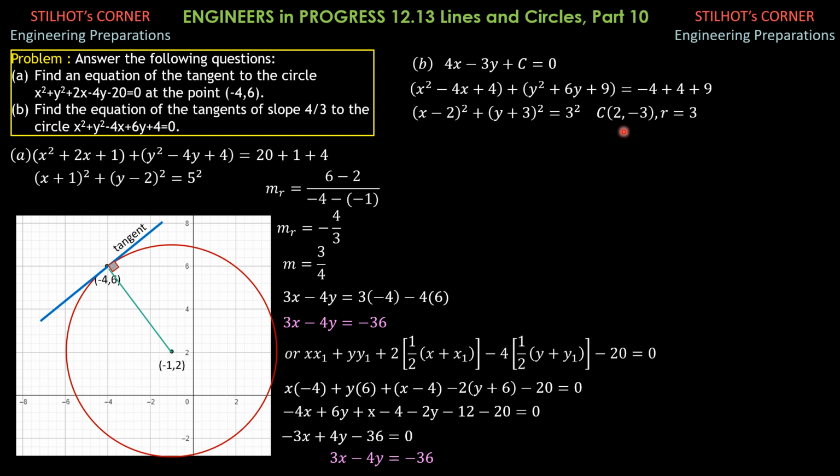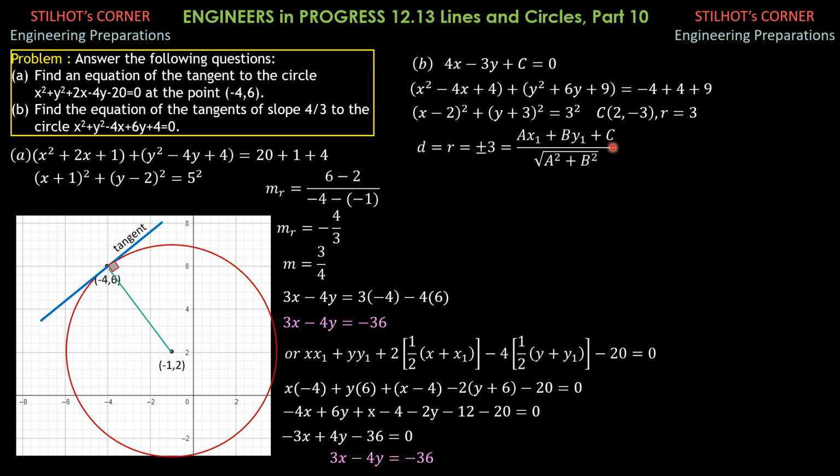So having found the center and the radius, the distance from a point to a line is ax1 plus by1 plus c over the square root of a squared plus b squared. So the distance is plus or minus 3 because there are two tangents, above the center and below the center. So the distance would be plus or minus 3. This is the distance formula.